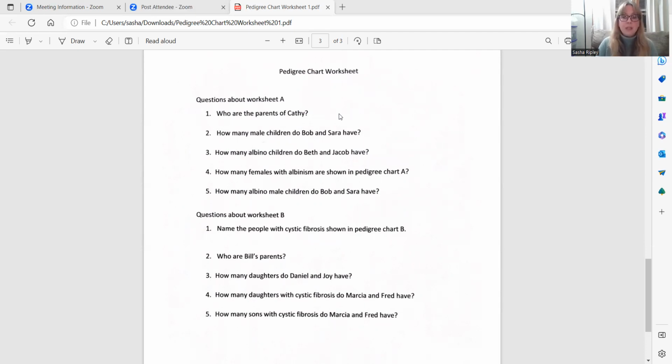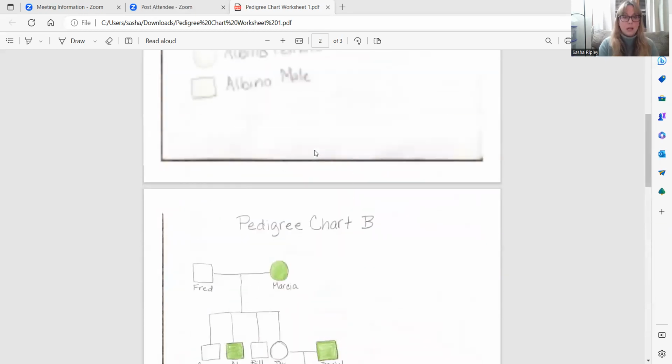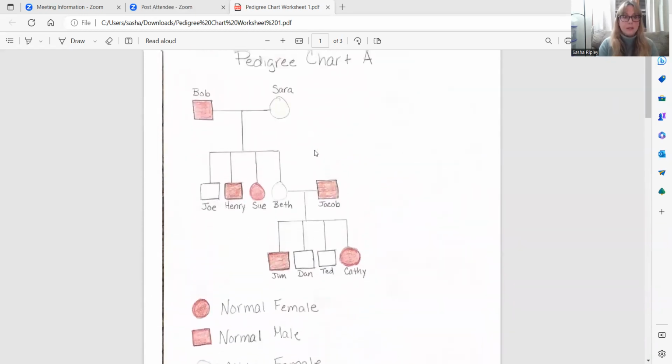Number 2, how many male children do Bob and Sarah have? That's 2. Bob and Sarah have 2 male children. Number 3, how many albino children do Beth and Jacob have? They have 2 albino children. Number 4, how many females with albinism are shown in pedigree chart A? So all of that pedigree chart A, 2. There are 2 females that are albino. And number 5, how many albino male children do Bob and Sarah have? That's 1. All right, so I will go over how I found those answers quickly here.